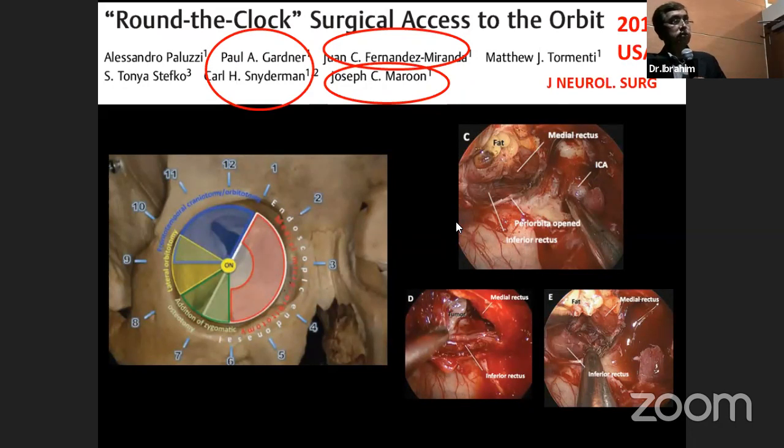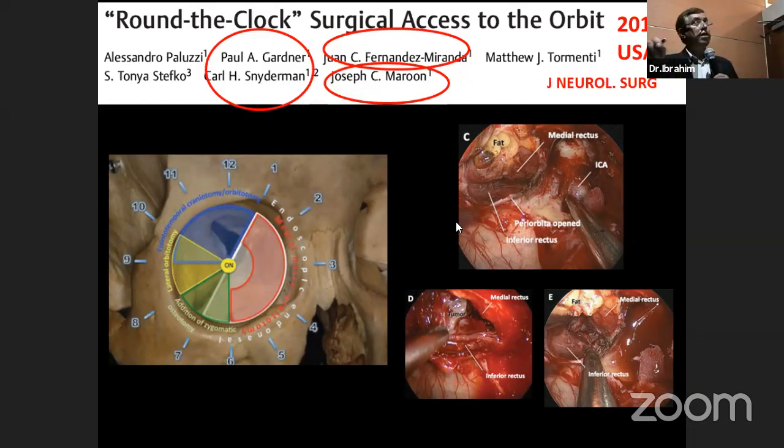And look at this, cooperation. We in this part of the world don't believe in cooperation. It's a solo game. I am the one and the others should die. It's not like this. Paul Gardner and Snyderman are endoscopists. Joseph Maron is a neurosurgeon. Fernandez Miranda is an ENT surgeon. They're playing together to give us the best.